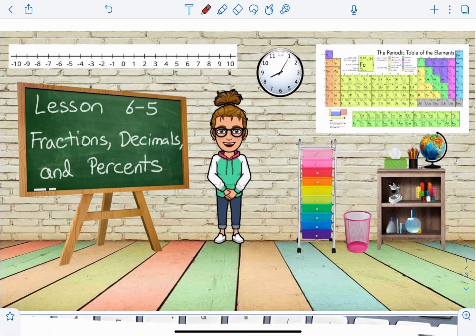For this video, we'll be doing lesson 6-5, where we look at turning fractions, decimals, and percents into each other.